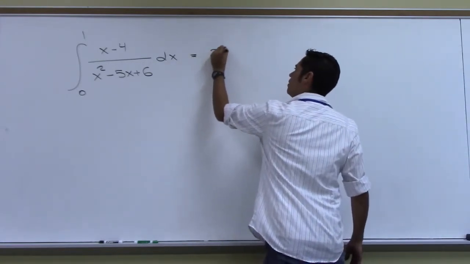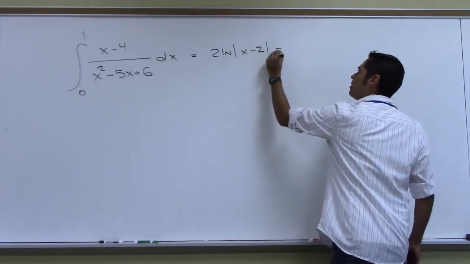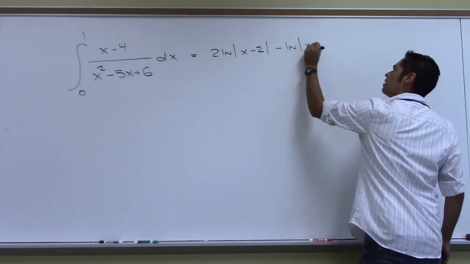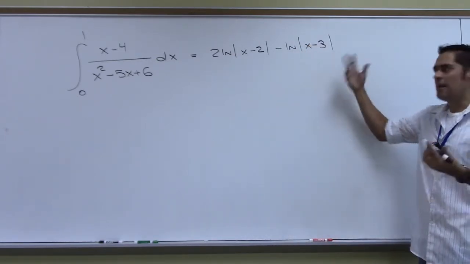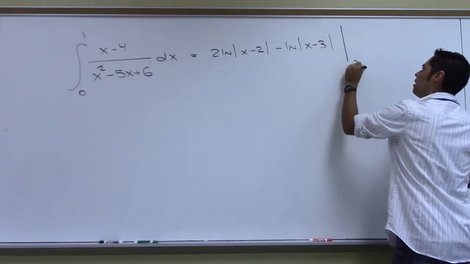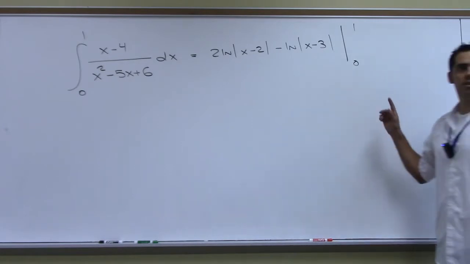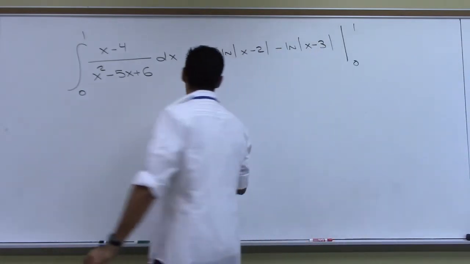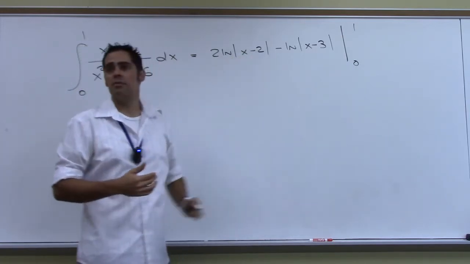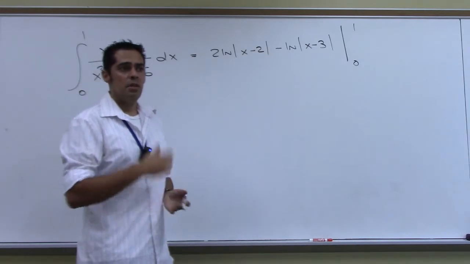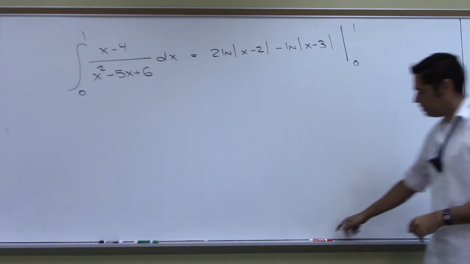It was 2 natural log of the absolute value of x minus 2, minus the natural log of the absolute value of x minus 3. That was our antiderivative, right? That was the correct answer to the quiz. And now we have the bar and the 0, 1. I think what you're going to see right here is how important the absolute value is when you do the antiderivative. So let's go back and just take a quick look at the natural log function, because we're going to need it now, we're going to need it later.